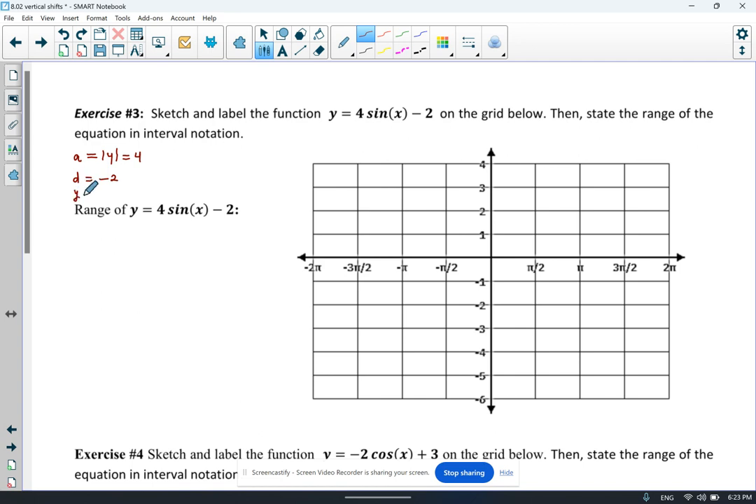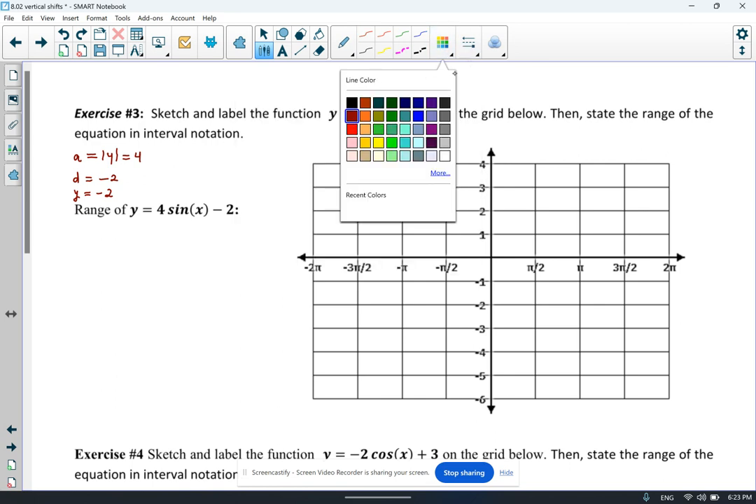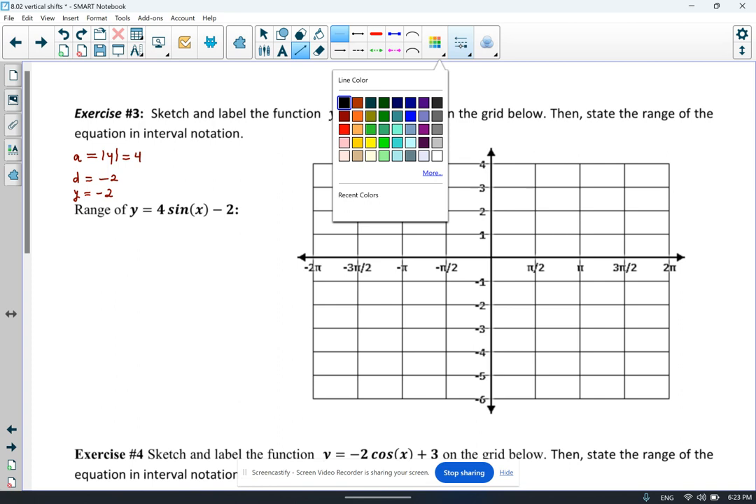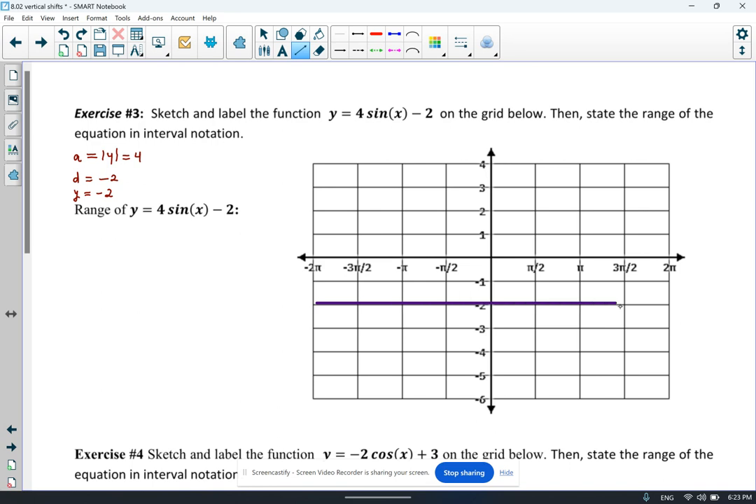So that tells me the shift, and it's shifting the function down two spaces. It also tells me what the midline is. The midline is the horizontal line that goes through that point. So it would be y equals -2. And before I continue, let's graph the equation of that midline. I want a purple line, medium thickness, and we're going to graph y equals -2. And it's always important to label that equation.